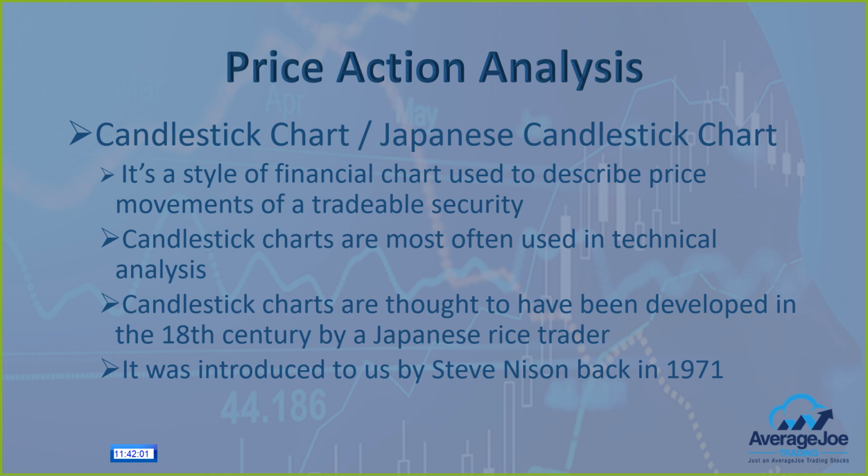Candlestick charts are thought to have been developed in the 18th century by a Japanese rice trader. As people go back in time, they tend to come up with stories. The charts came out later, but we all know it came from Japan, and it was part of their rice trade. It was introduced to us here in the modern world by Steve Nison back in 1971. I think that's when he published his first book on candlestick charting.